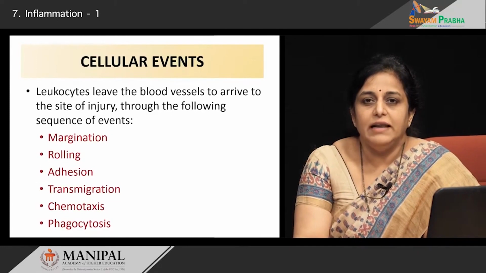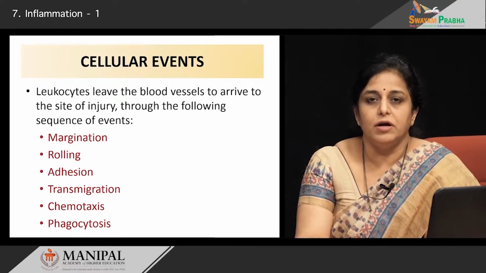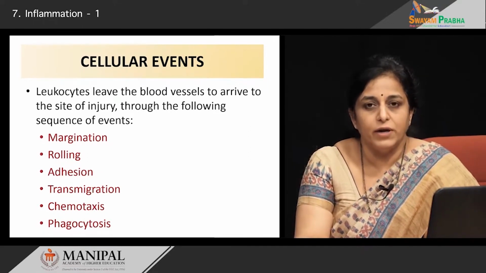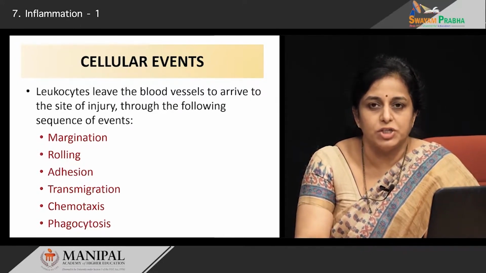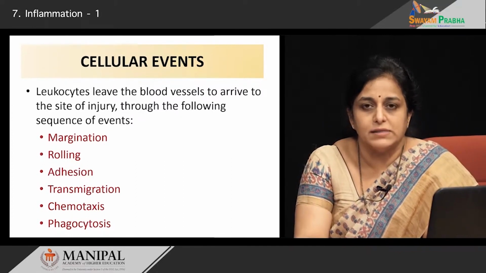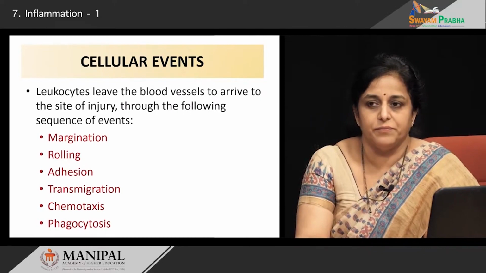So, leukocytes leave the blood vessels to arrive at the site of injury, and it is a sequential process, involves margination, rolling, adhesion, transmigration, chemotaxis, and phagocytosis. So, these are the steps that happen before a leukocyte from circulation exits and arrives at the site of inflammation to tackle the injurious agents.